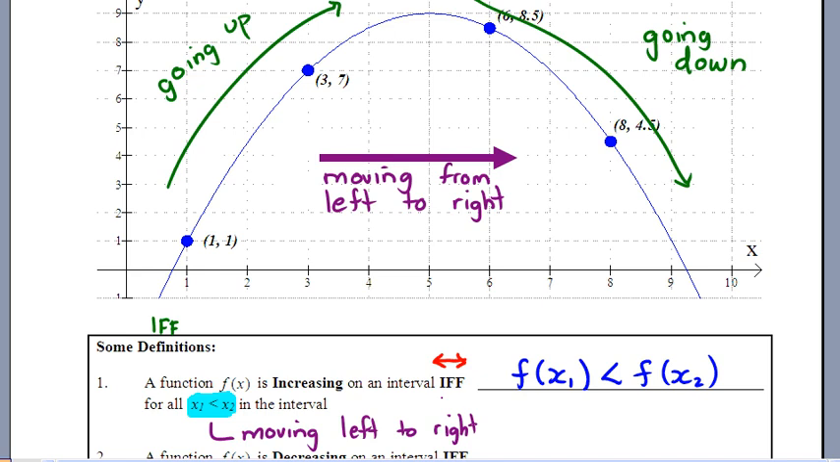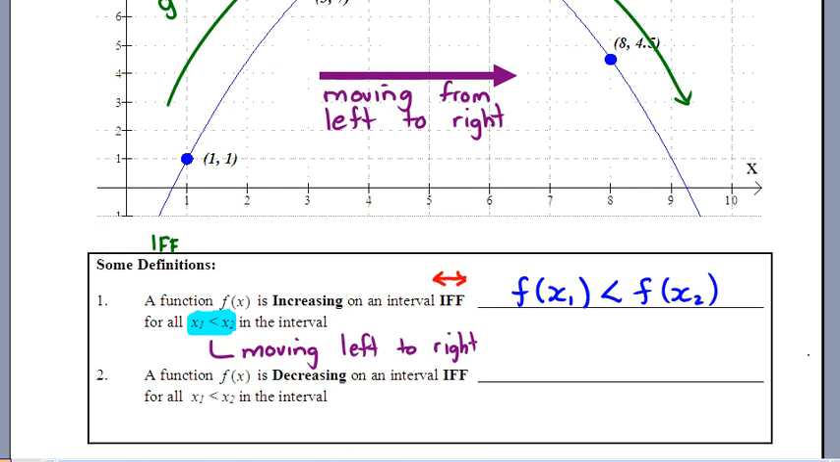So if I pick a couple of points, like these two blue ones here, (1, 1) and (3, 7), the (1, 1) is my x1 point, and the (3, 7) is my x2 point. And yeah, 7 is bigger than 1, so that graph is increasing. And the interval here where we're going to go down, 6 is before 8 when you go from left to right, and then I can see these numbers dropping. And so here's my definition for decreasing.